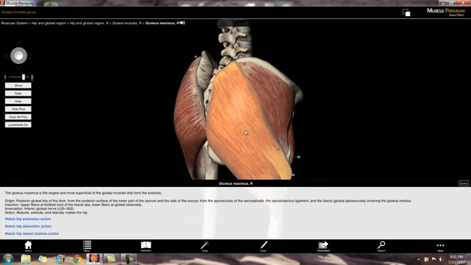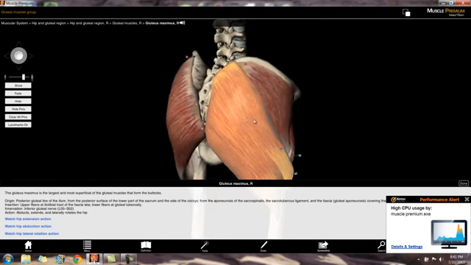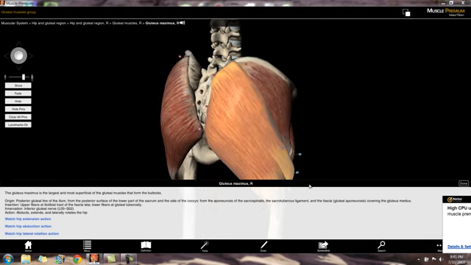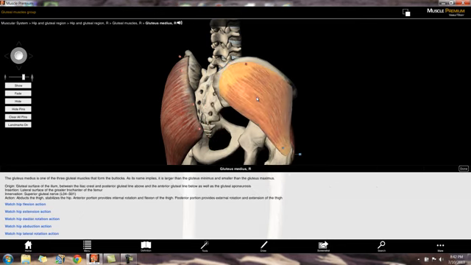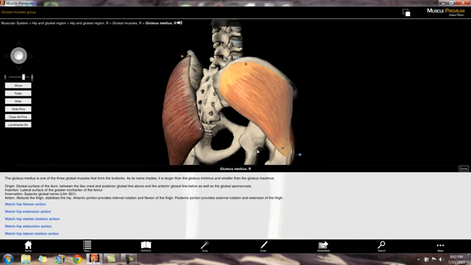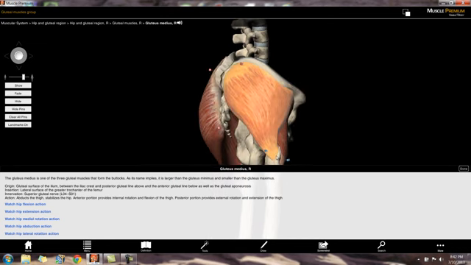First layer deep to the gluteus maximus is gluteus medius. Gluteus medius attaches a little bit more superior on the gluteal surface of the ilium, and inserts into the greater trochanter of the femur, innervated by the superior gluteal nerve.